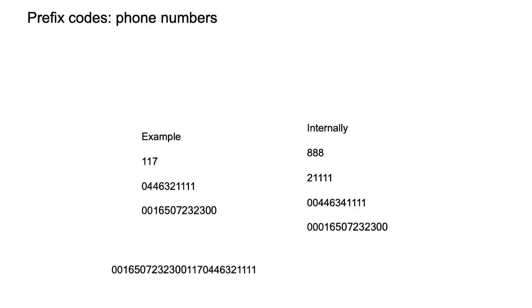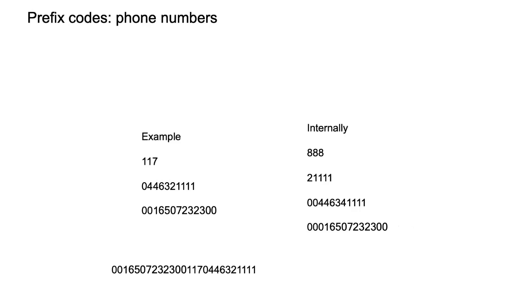Right? You know, for example, you see 00, so you know that's an international number. 1, that's the US, 650 area code, probably somewhere in the Silicon Valley, then 7232300, and then you're done, right? So you know it stops here. 117, you know it's an emergency number, only 3 to read. Then 044, that's a number in Zurich, 630, that's ETH, 1111, and then it stops.